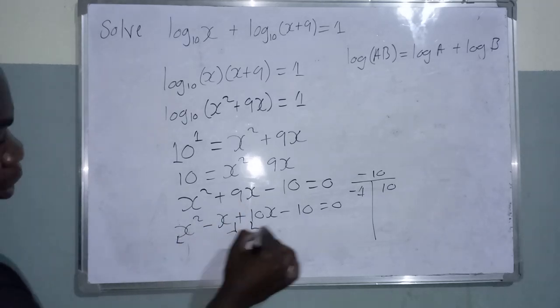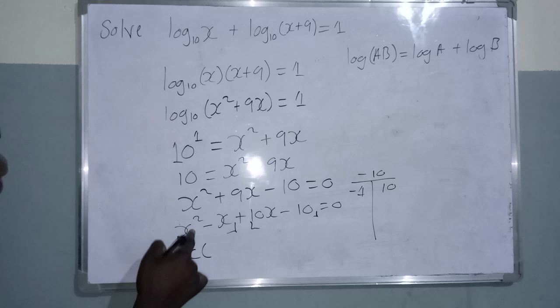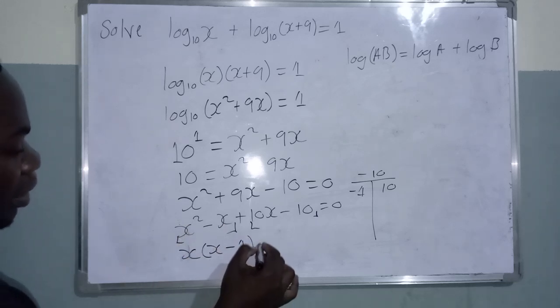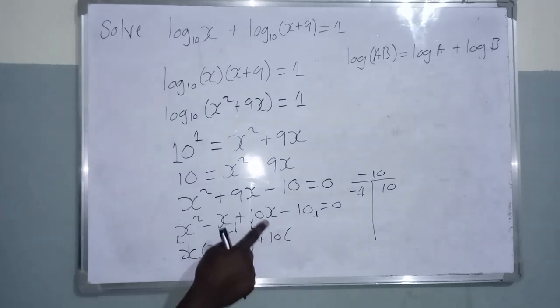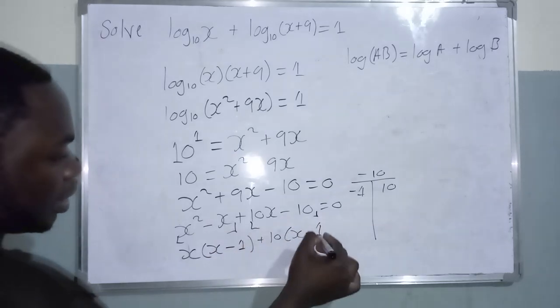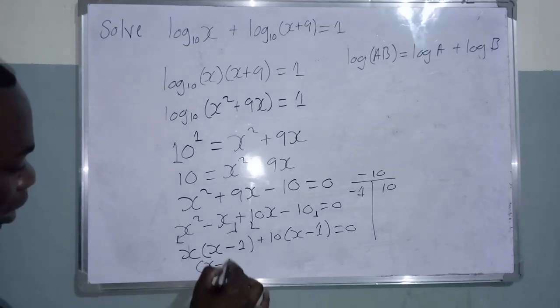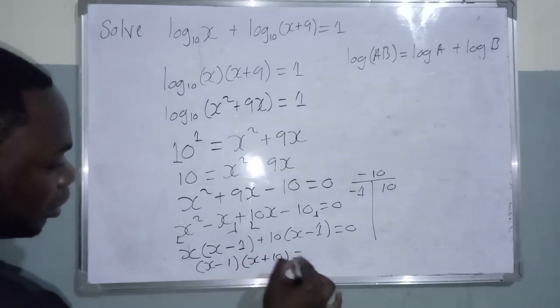Then we pair the first two, we pair the last two. We now factorize these two pairs. So what is common here? We have x. So x into x squared, that is x, minus x into x, that is 1. Then here we have 10, positive 10 into 10x, that is x. Then 10 into negative 10, that is 1, then equal to 0. We see that x minus 1 is common. So say x minus 1, then x plus 10 equal to 0.